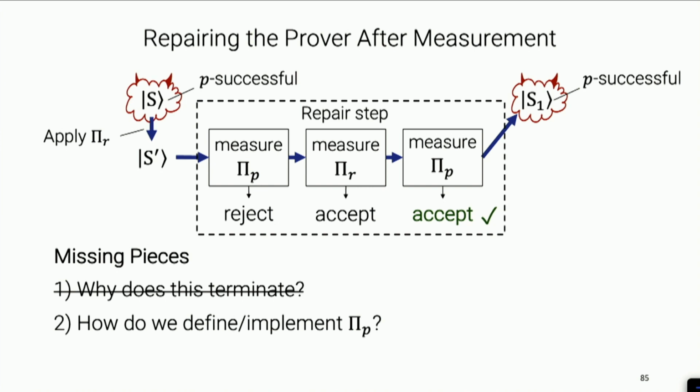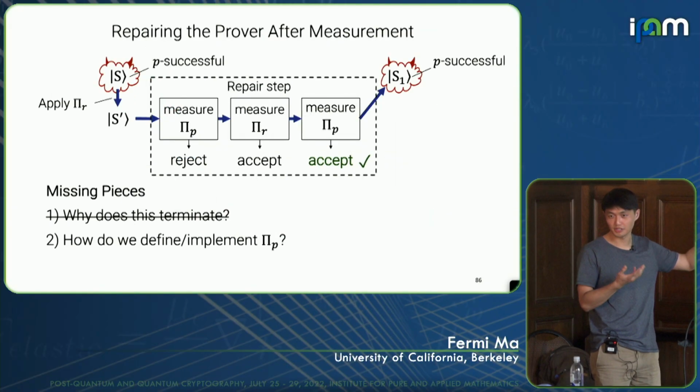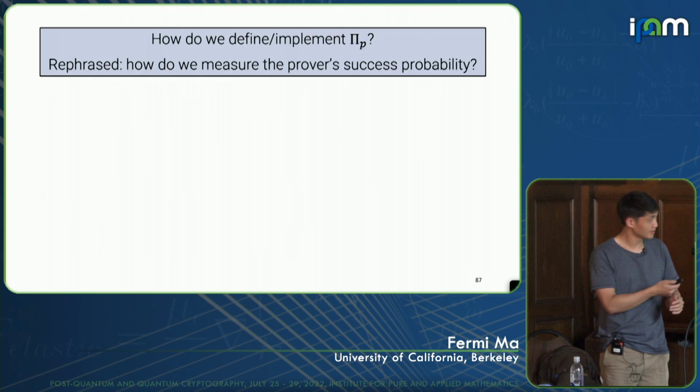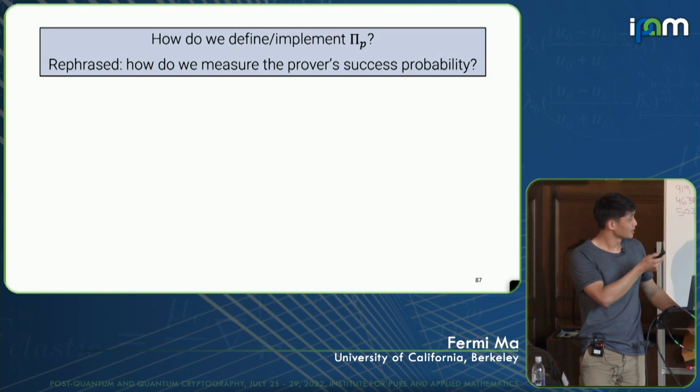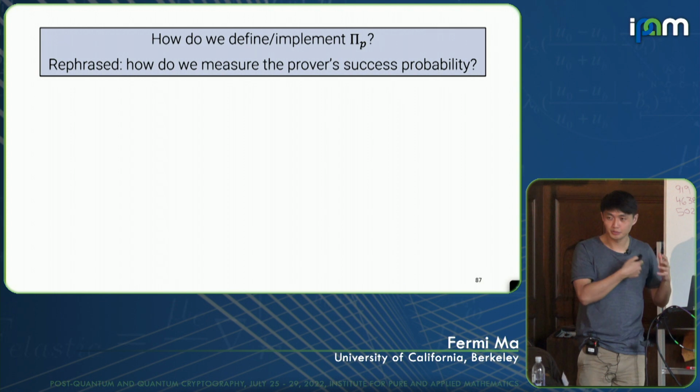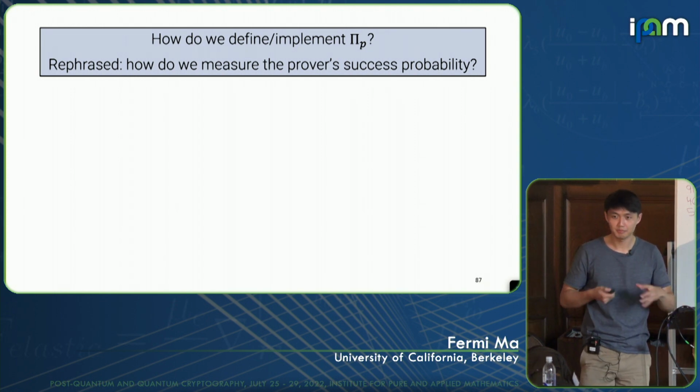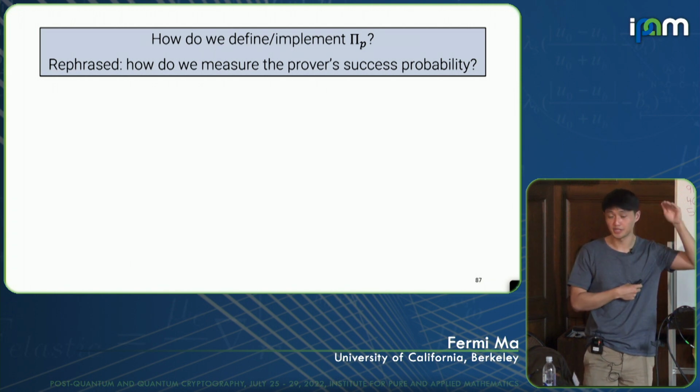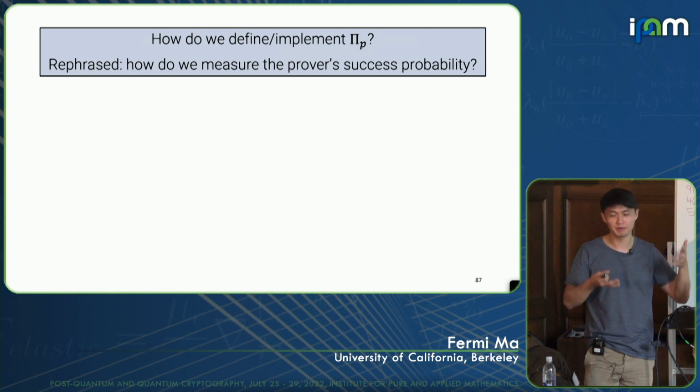OK, so I think the bigger question is, why do we have a projective measurement that is somehow just checking if your success probability is p? I think that is a very mysterious assumption to make. So the rest of this talk is basically going to be, how do we handle this mysterious pi p? A different way to think about this is how do we measure the prover's success probability? Pi p is supposed to be a measurement that's testing whether or not your success probability is above this p threshold. But let's think about this more general question of how do I even learn your success probability in the first place?